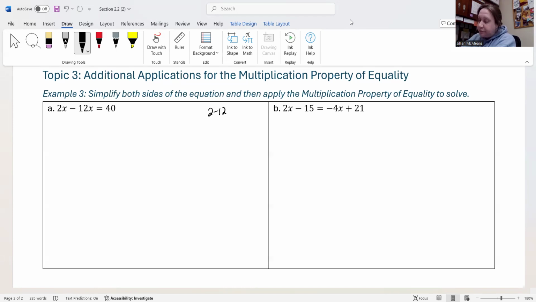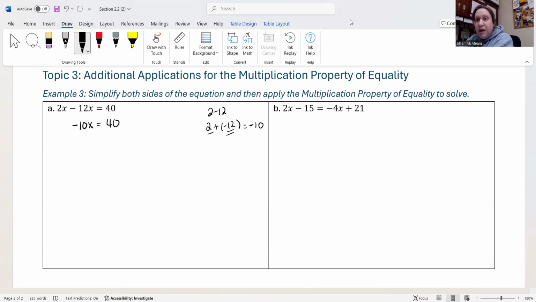But in case you forget, subtraction can always be rewritten as addition. We do that by keeping the 2. Instead of subtracting positive 12, we want to add negative 12. These are equivalent statements. And then when you're adding two numbers with different signs, you subtract the absolute values. So this is going to equal 10, but we have to ask ourselves, is it going to be positive or negative? Well, I've got two positives, but I have 12 negatives. I have way more negative than positive, so this is going to be negative 10. So the left-hand side simplifies to negative 10x equals 40.